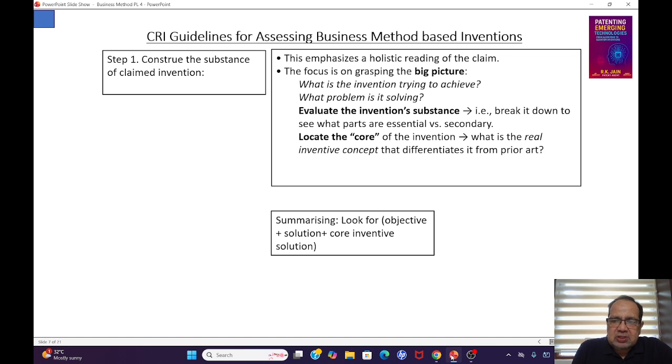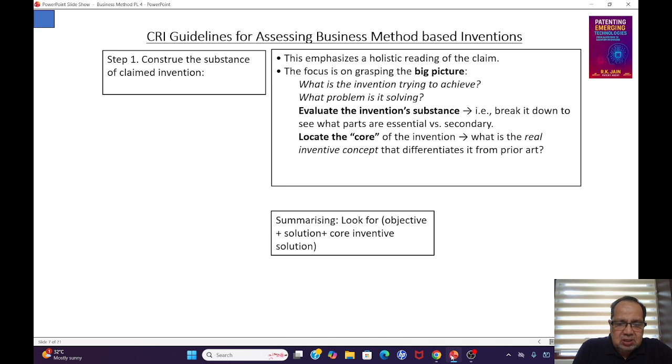And the better way to do it is that given the claim, we break down the whole claim into the parts which are essential and which are non-essential. And then once we have determined the substance, we try to locate the core of the invention. What actually is the core of the invention? What is the real inventive concept that is differentiating it from the prior art? So summarizing step one, what are we looking for? We are firstly looking for the objective, the solution being offered to cover that objective, and within the solution, what is the core inventive part of that solution?